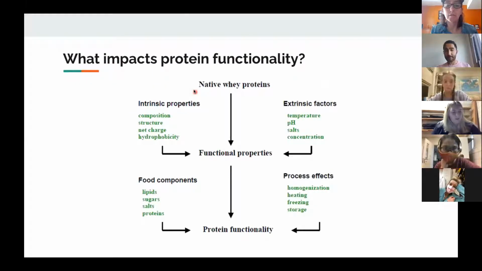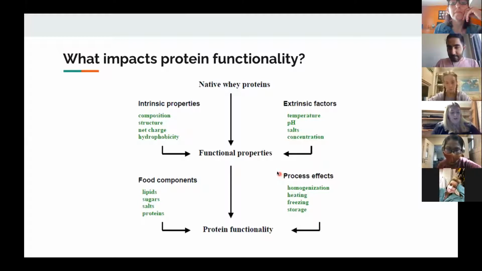Okay, so protein structure changes with environmental conditions or extrinsic factors. These include temperature, pH, salt type and concentration, and protein concentration. Similarly, processing also affects the structure of protein, and thus the functionality. For example, temperature significantly affects whey protein denaturation, causing these globular proteins to unfold, exposing hydrophobic groups, which can be beneficial to some food applications like emulsions. This makes the protein more balanced with hydrophobic and hydrophilic regions.